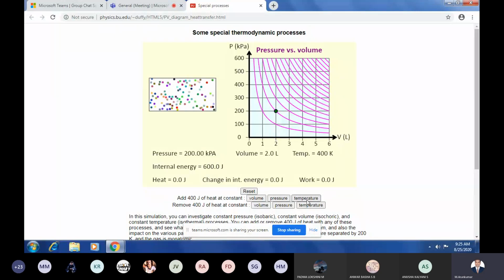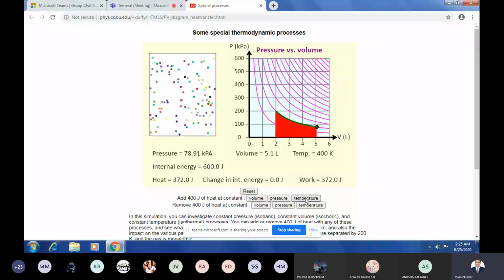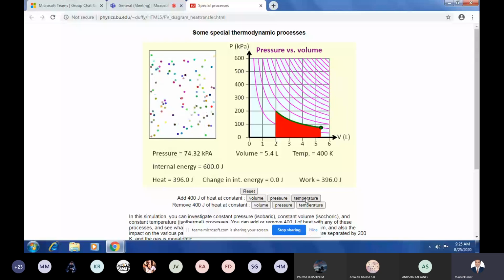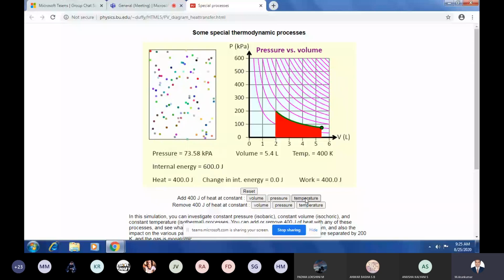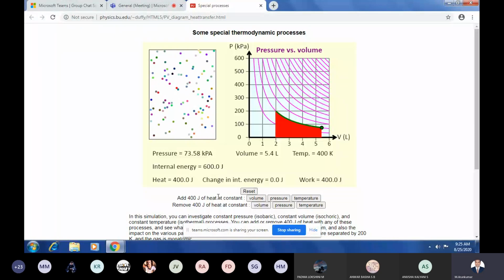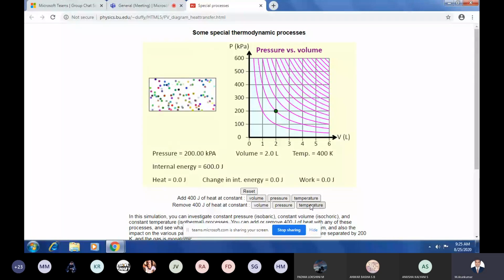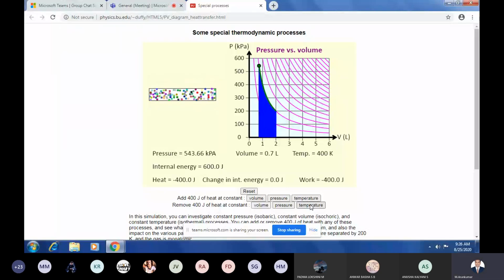Also, for an isothermal process, if you add heat energy, the pressure will decrease and the volume will increase. If you remove the heat energy from the system in an isothermal process, the reverse will happen. We can increase the pressure, and we will also decrease the volume.